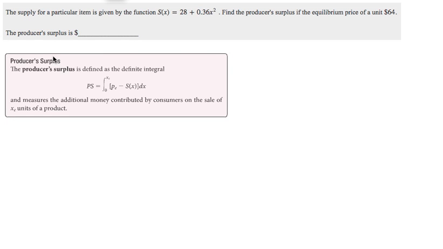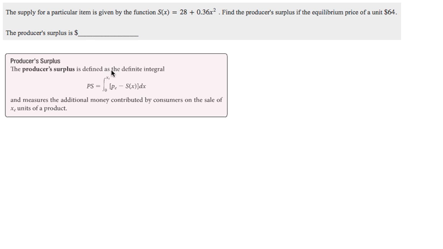In this problem, we want to find the producer's surplus when the supply for a particular item is given by S of x equals 28 plus 0.36x squared, and the equilibrium price of a unit of whatever they're selling is $64. So the producer's surplus is defined as the integral from 0 to x sub b.